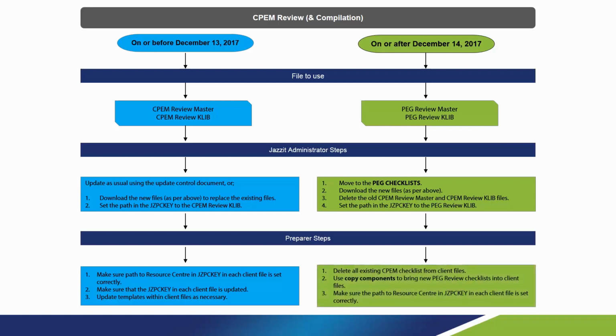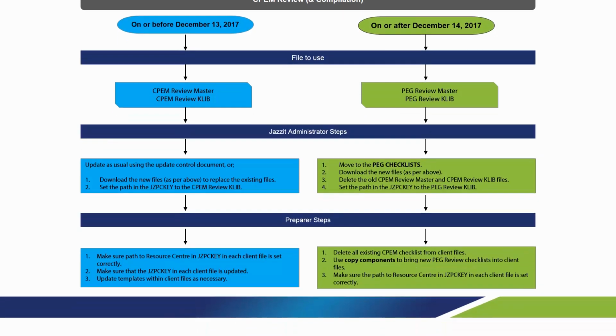The preparer would need to delete all existing CPEM checklists from the client file and use copy components to bring in the new PEG review checklists, including the JZPC key control document from the PEG Review Master. Make sure that the path in the JZPC key control document is set to the Resource Center.